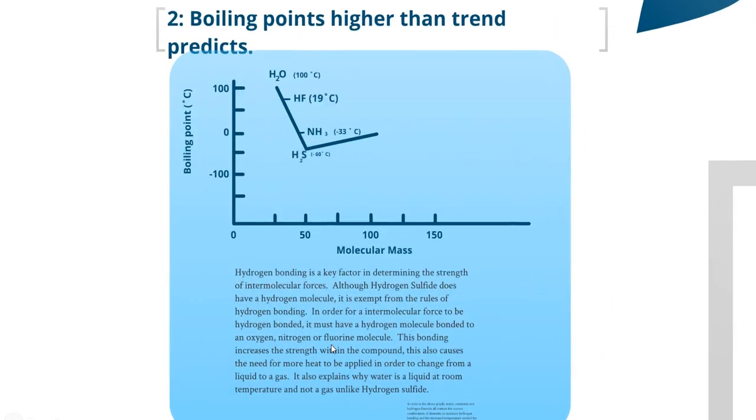Alright, so let's go ahead and take a look here at another example. Okay? This right here is an example of a boiling point trend. Here we have H2O, we have hydrogen fluoride, we have NH3, and we have H2S. Okay? Notice that H2O is the strongest bond. Okay?